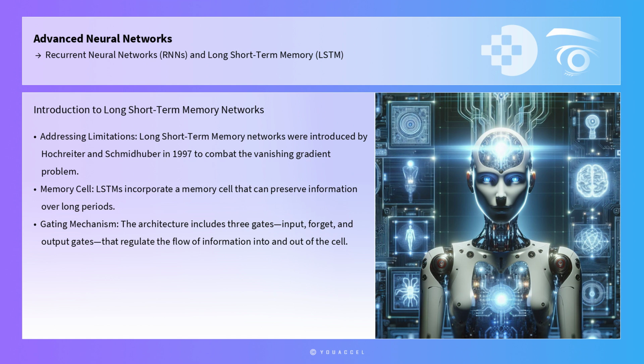To address this limitation, long short-term memory networks were introduced by Hochreiter and Schmidhuber in 1997. LSTMs are a type of RNN architecture specifically designed to combat the vanishing gradient problem. They achieve this by incorporating a memory cell that can preserve information over long periods. The LSTM architecture includes 3 gates: input, forget, and output gates that regulate the flow of information into and out of the cell. This gating mechanism enables LSTMs to maintain and update their memory selectively, thereby learning long-term dependencies more effectively.